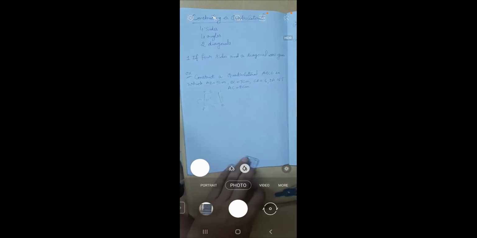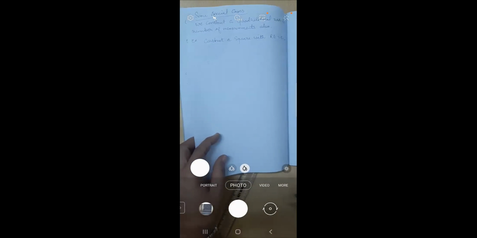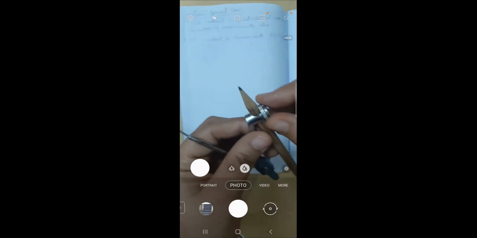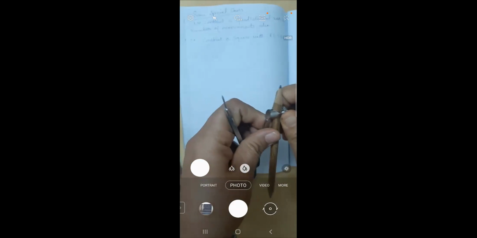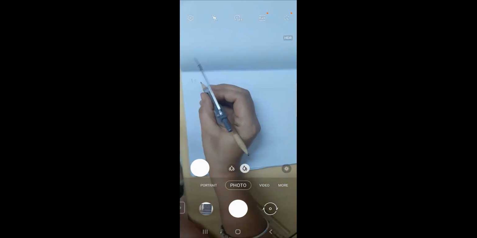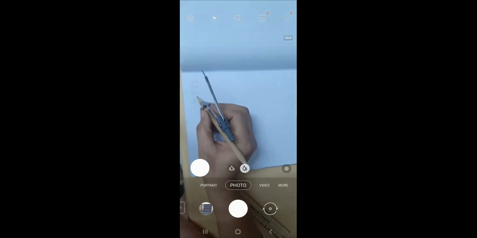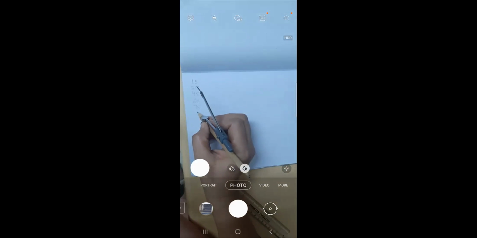First of all, you should know how to construct any angle from this compass. I have told you that the angles which come in the table of 15 can be constructed from the compass: 15, 30, 45, 60, like this up to 120 we can construct from the compass. Now see how will you construct it.